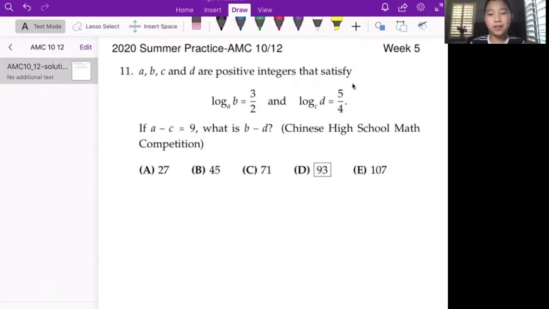Problem 11. A, B, C, and D are positive integers that satisfy log base A of B is equal to 3/2 and log base C of D is equal to 5/4. If A minus C equals 9, what is B minus D?